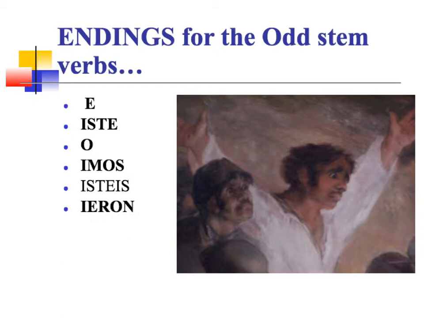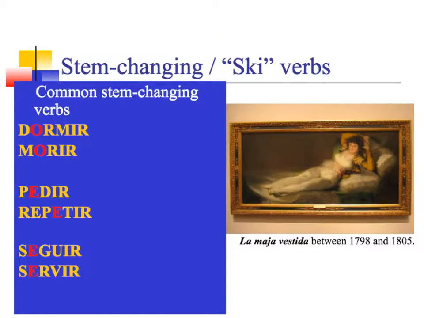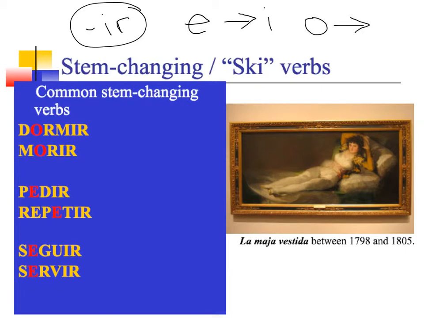Okay, we're moving on to another grouping of irregulars. These verbs are stem changing. Okay, and in particular, we're talking now about the IR stem change verbs. We talked about these specially already when we were doing progressive tense. And we talked about how the E in the present participle would turn into an I, or the O in the present participle would turn into a U.